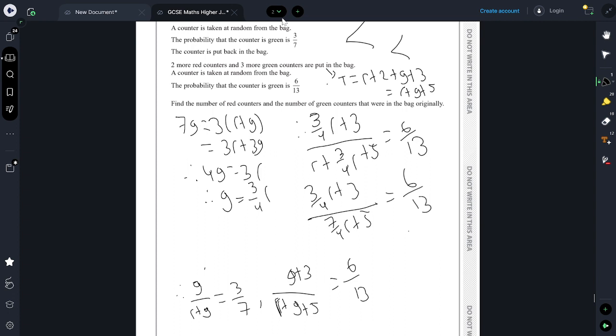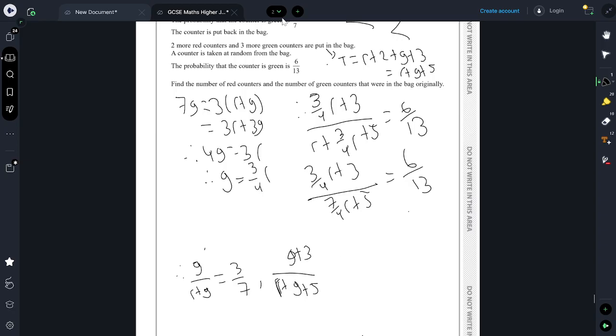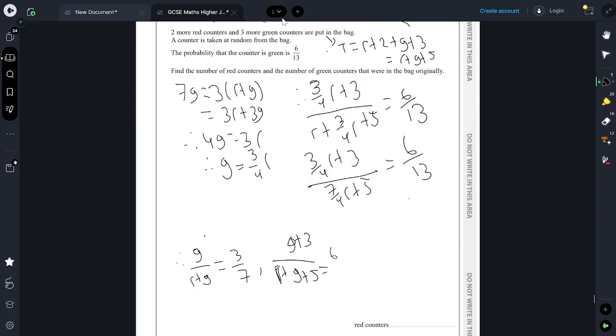Cool. And then exactly like this with algebraic fractions, cross multiply. I'm going to need more room here. Let's get rid of this. That's equal to 6 over 13 still. Okay, so then times across, so 13 lots of 3 over 4r plus 3 is 6 lots of 7 over 4r plus 5.